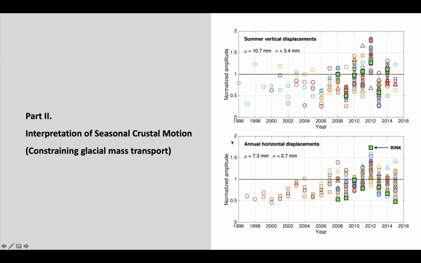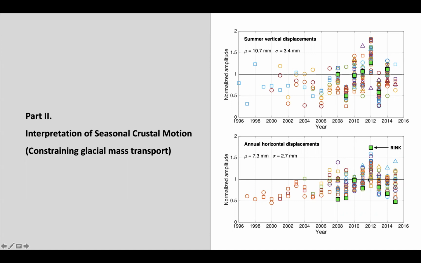Basically, what we can see is that over time, the seasonal amplitude has increased, at least for the horizontal, and maybe to some extent for the vertical. But the most outstanding feature here is that for the year 2012, the seasonal amplitude is really large compared to the other years. And so this is really interesting.